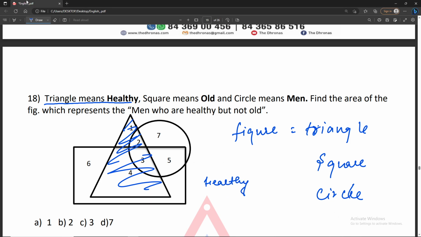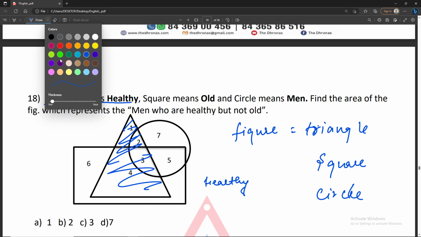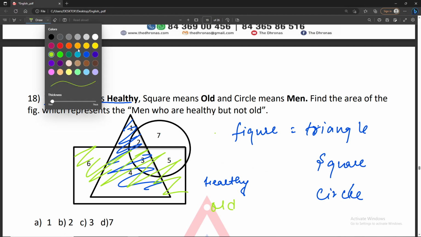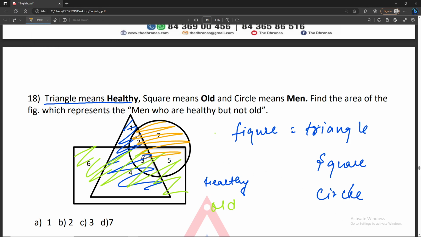Okay, then we have square means old. Square means the total square region, that also comes under the triangle, it's old. And circle means men. That means the whole circle part means men. Hope you got it. So I'm just rubbing it.